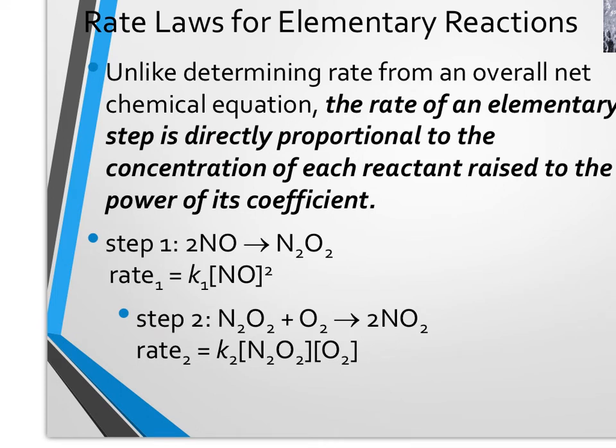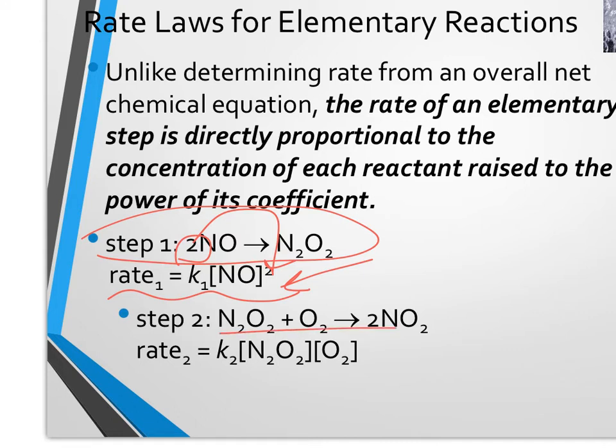So for step one of the mechanism, the rate law that is compatible with it is shown right here. Remember, you can take the coefficient and turn it into an exponent. Again, this is only for elementary steps. This second one, you can do the same thing. You could write the rate law for it. Be careful to assign different rate constants to the different elementary steps in a mechanism.